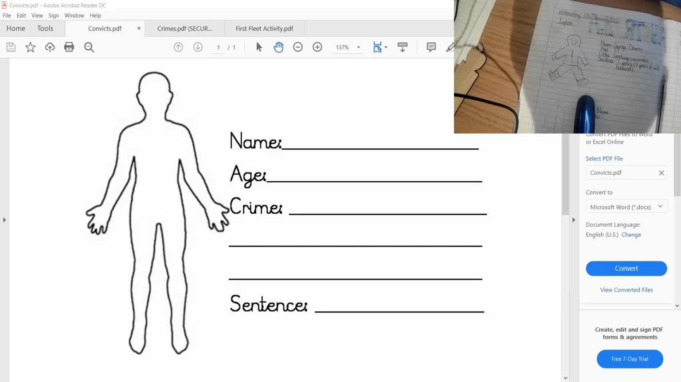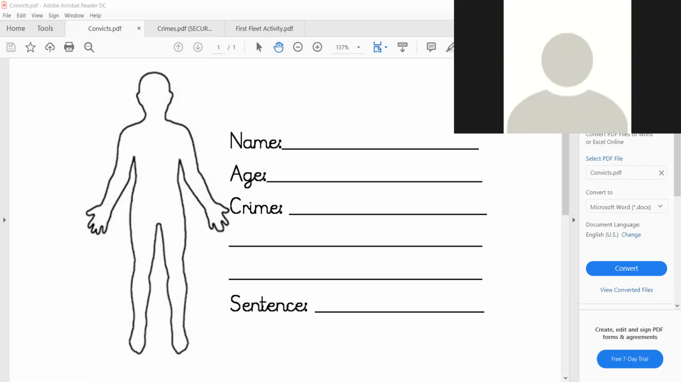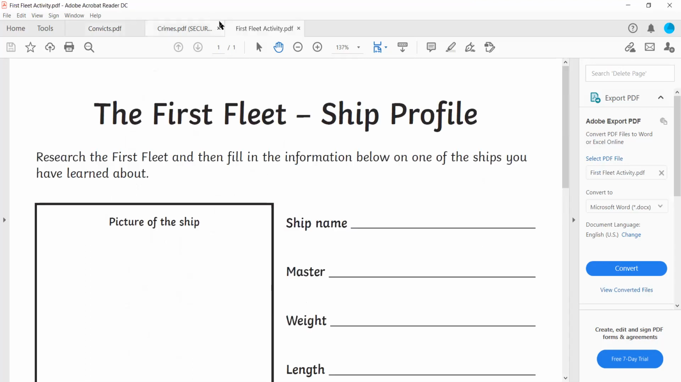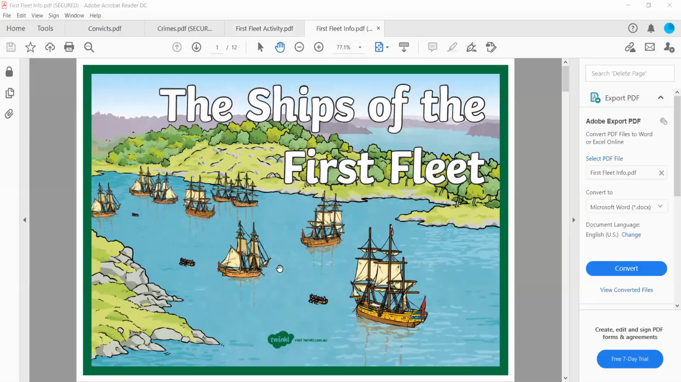So let me just stop the camera for now. Change to... No, I want to show you this. Sorry, the first fleet. Sorry, that's your activity. Bear with me one second. So it's this one here.